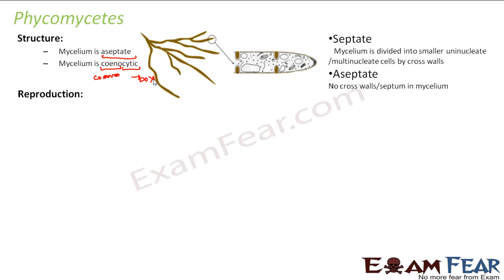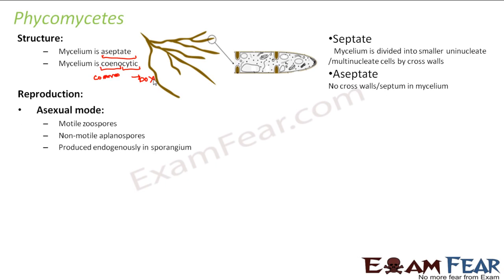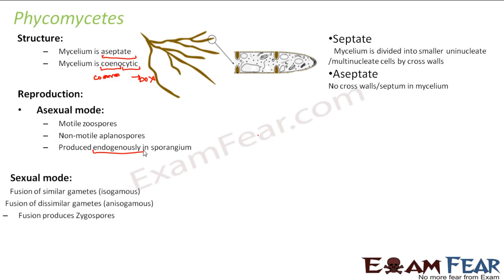Let us now look at the reproduction mode. In asexual reproduction, what kind of spores are produced here? They produce either motile zoospores or non-motile aplanospores. That is, sometimes the spores can move, that is zoospores, and sometimes non-motile spores like aplanospores are produced. These are produced endogenously in sporangium. Wherever we have the word endogenously, it means produced interiorly. Endo means interior. Exogenously means produced externally. That is how asexual reproduction happens here.